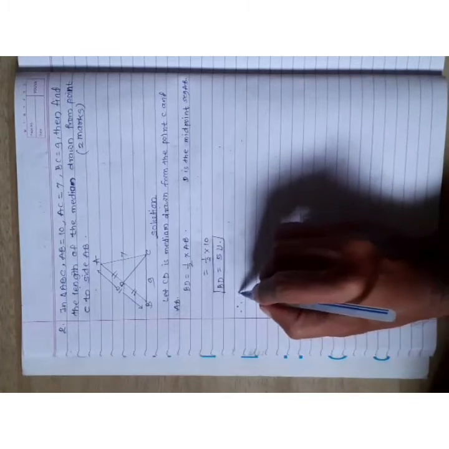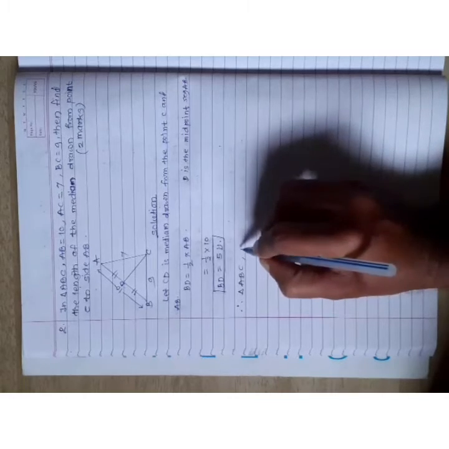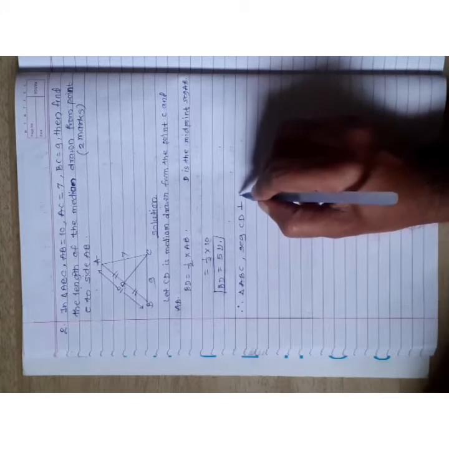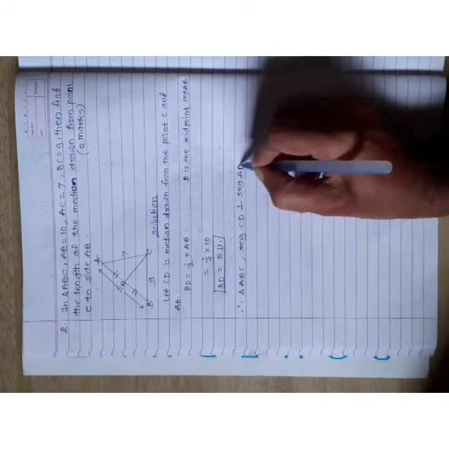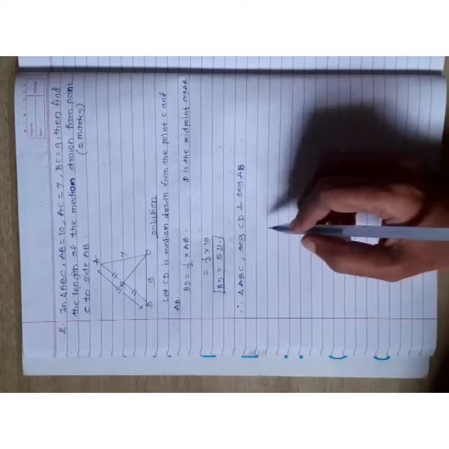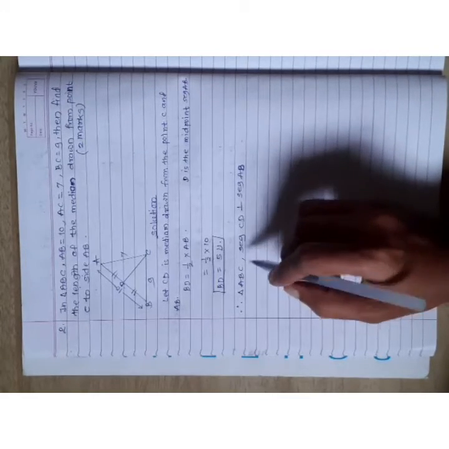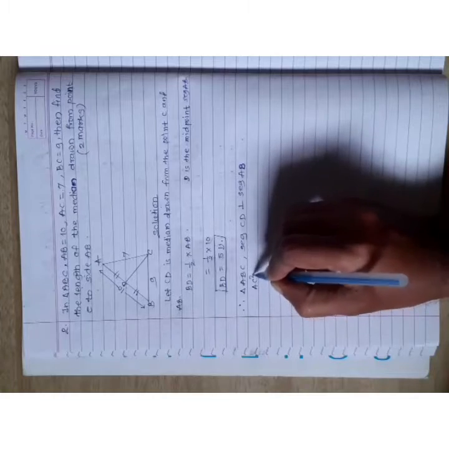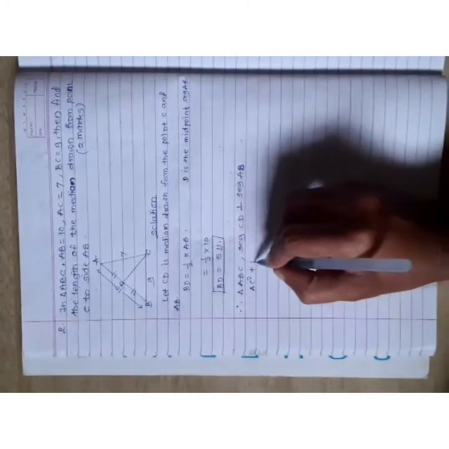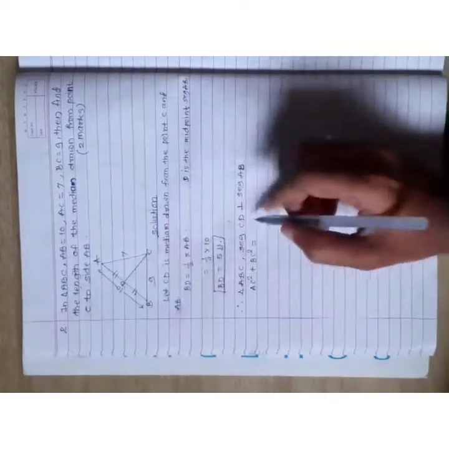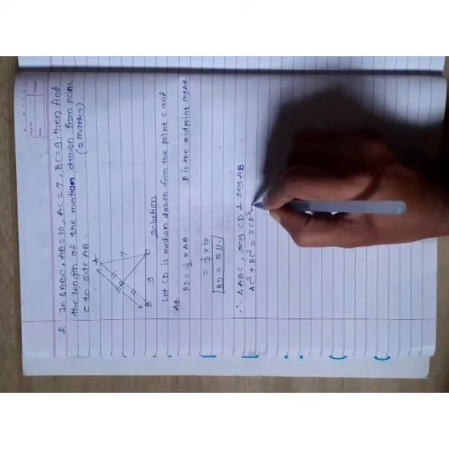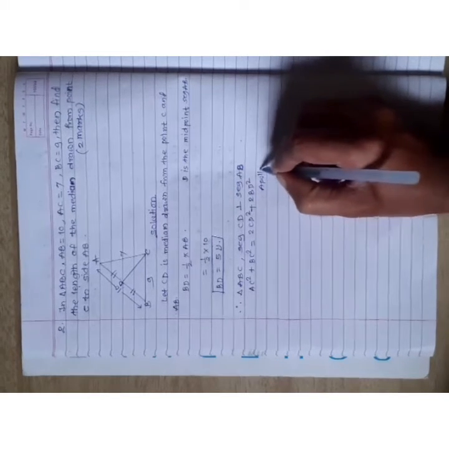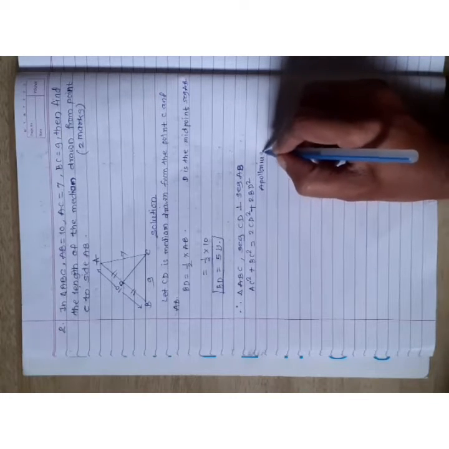Therefore, in triangle ABC, segment CD to segment AB, by Apollonius theorem, AC square plus BC square is equal to 2CD square plus 2BD square. This is Apollonius theorem.